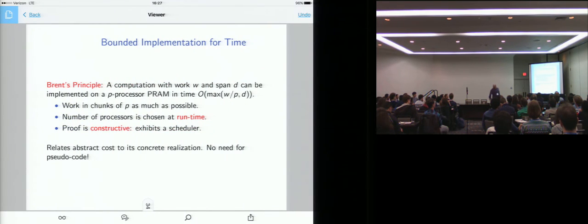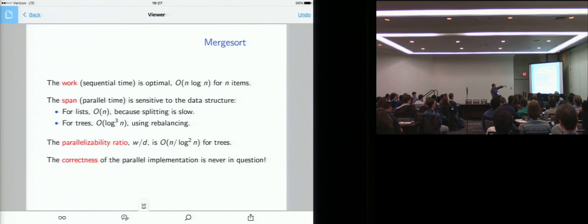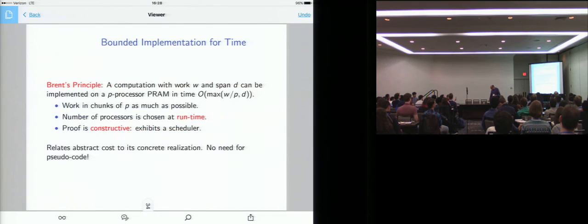So you get a bound, depending on which form it is, like, for example, log cubed n when you're doing it on a tree. Let's not worry about how that's done. It's a clever algorithm for doing this. And so what you have is a situation where the correctness of the algorithm is never in question, and you get the bounds that you want.